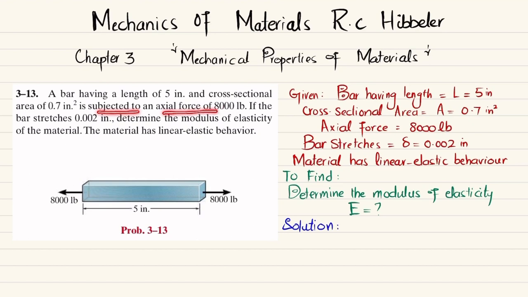So the statement is: a bar having length of 5 inch and cross-sectional area of 0.7 square inch is subjected to an axial force of 8,000 pound. If the bar stretches 0.002 inch, determine the modulus of elasticity of the material. The material has linear elastic behavior.